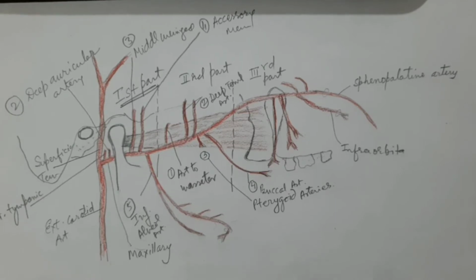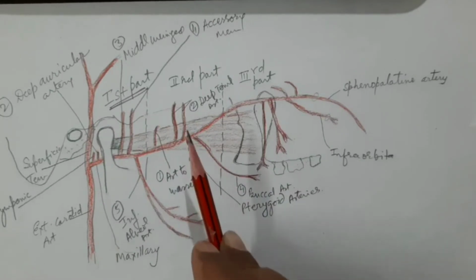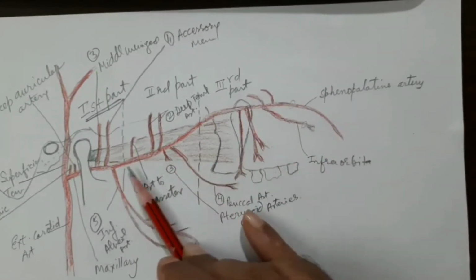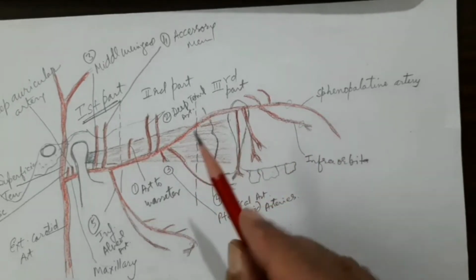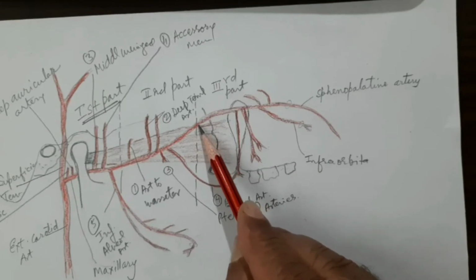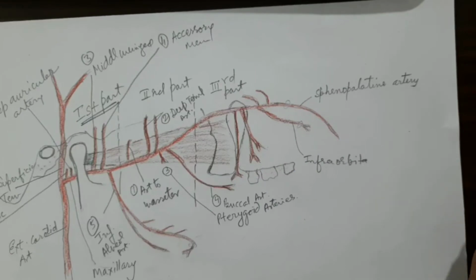So I hope you have understood the branches taking origin from the second part, where the artery is lying superficial to the lateral pterygoid muscle. Let us come to the branches of the third part. Third part means from the upper border of the lateral pterygoid, the lower head, going right up to the pterygopalatine fossa. Okay, it is going to the fossa. And the third part artery, before it enters into the fossa, will give off the branches.